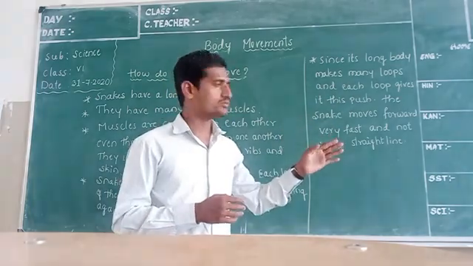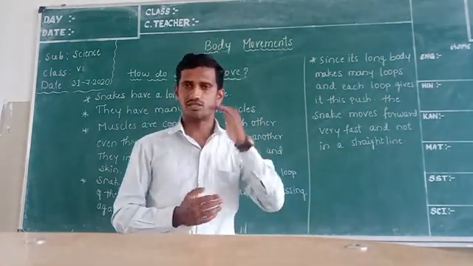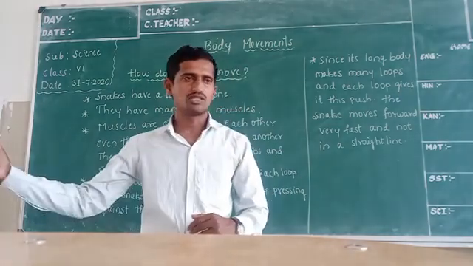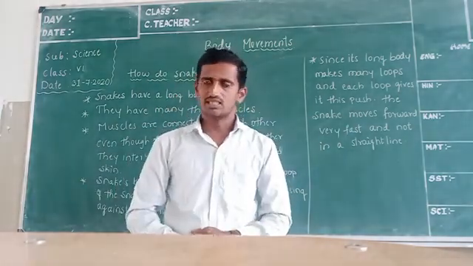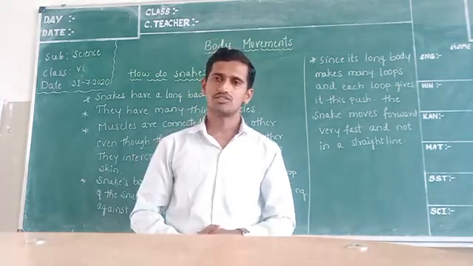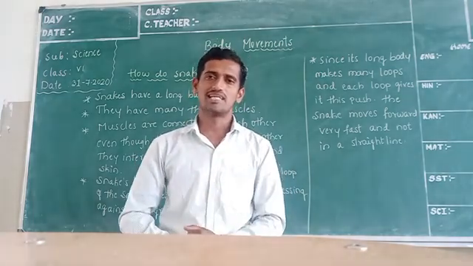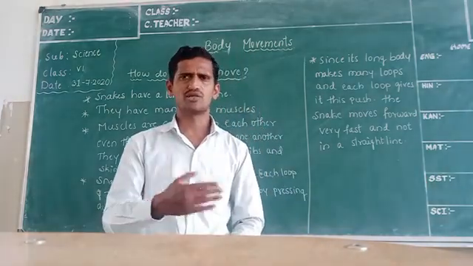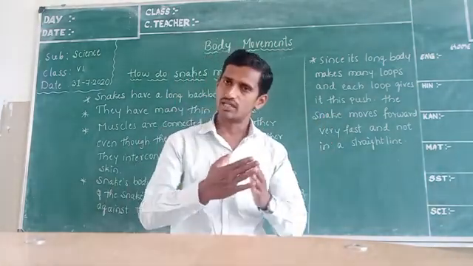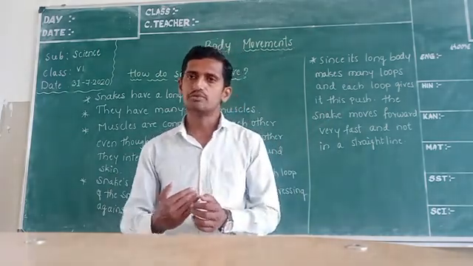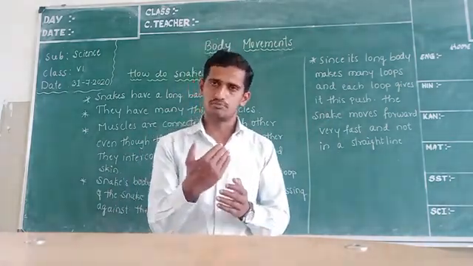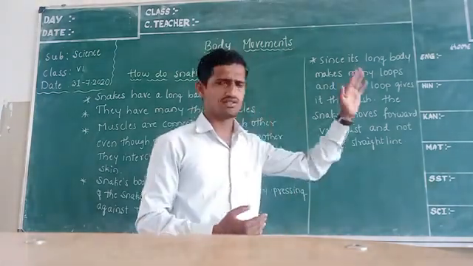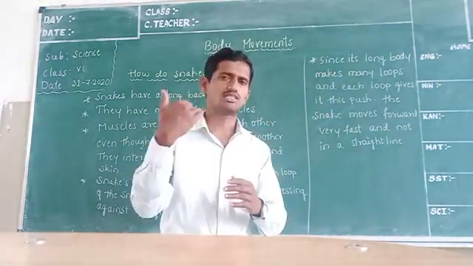So snakes move forward very fast. You have all observed that within a fraction of a second, it crosses from one side of the road to the other. It does not move like a snail or any other creature like an earthworm; they are very slow. But since its body is very long, it has many loops. Each loop gives a push against the ground, so it makes the body move forward very fast.